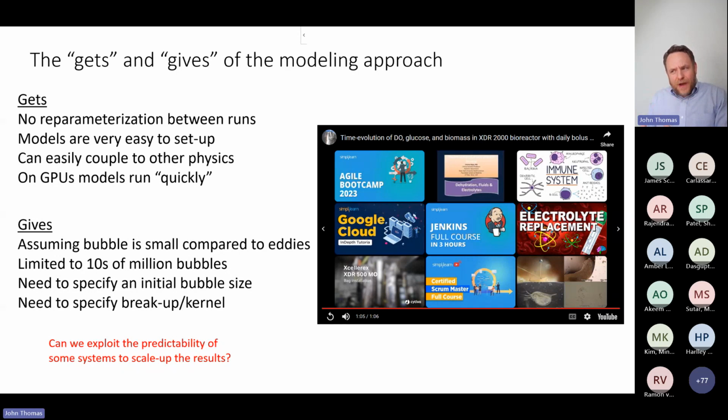I do need to specify initial bubble sizing. Yes, I do need to specify a breakup kernel. I don't reparameterize it through runs, but nonetheless, I do need some sort of information to communicate how these bubbles on a pairwise basis are going to coalesce and how bubbles individually are going to break up when they see some high EDR region. So again, I do make some assumptions here, but the generality is very compelling and it validates quite well.